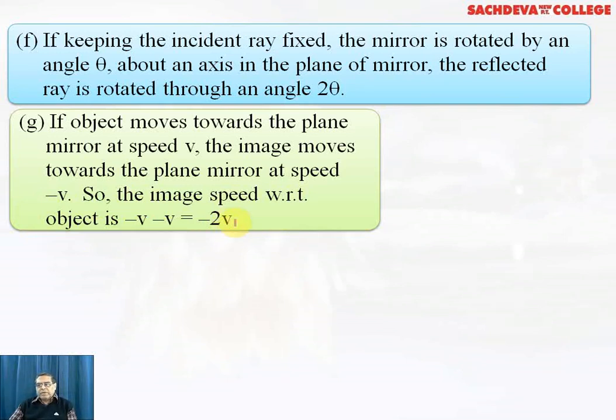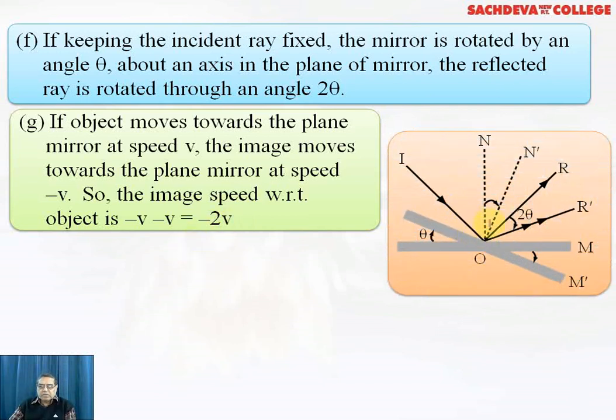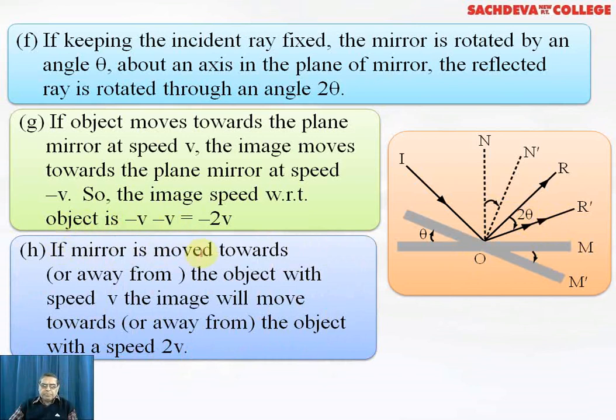Therefore, if the object is moving towards the plane mirror with speed v, then the image moves with double the speed. The figure indicates that if the mirror is rotated through an angle theta, the incident ray gets reflected and the reflected ray gets rotated by 2 theta. If the mirror is moved towards or away from the object with speed v, the image will move towards or away from the object with double the speed.